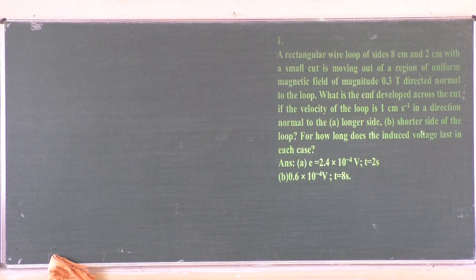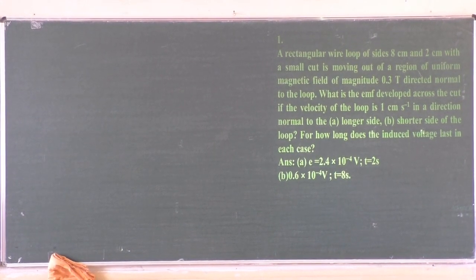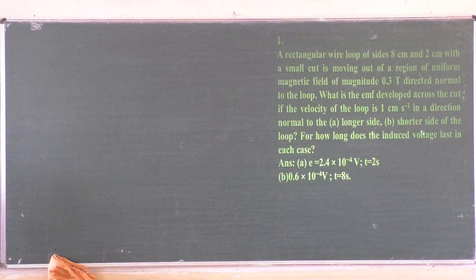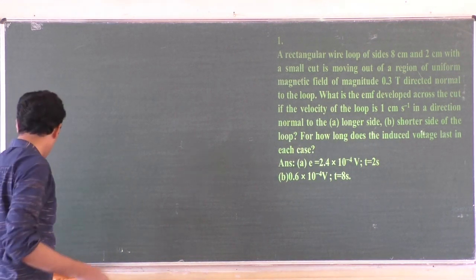Okay, so here is the first problem. A rectangular wire loop of sides 8 cm and 2 cm with a small cut is moving out of a region of uniform magnetic field of magnitude 0.3 Tesla. So there is a rectangular coil like this.